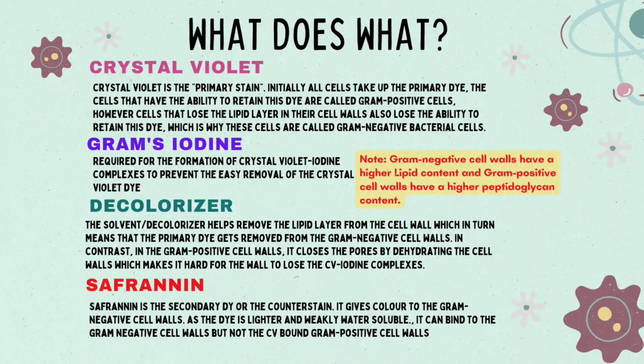The decolorizer or the solvent helps remove the lipid layer from the cell wall, which in turn means that the primary dye gets removed from the gram-negative cell walls. In contrast, in the gram-positive cell walls, the decolorizer closes the pores by dehydrating the cell walls, which makes it hard for the cell wall to lose the crystal violet iodine complexes.